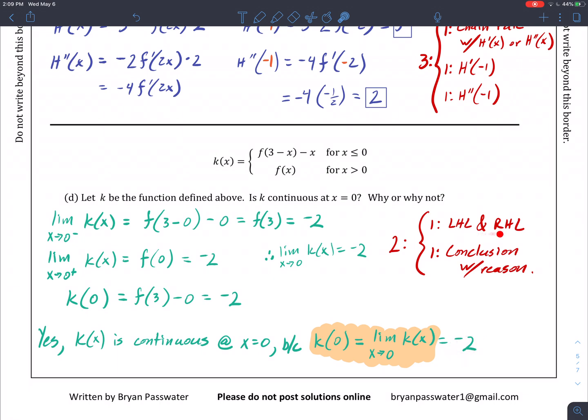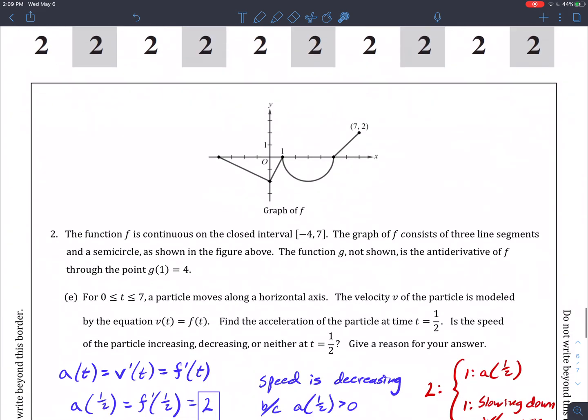All right, 2 points. One for showing both the left and right-hand limit. If either one of those is wrong, you'll miss that point, and then one for the conclusion. Clearly, if you get this wrong, you're likely to get this wrong, and you would get 0 points on this problem. All right, moving on.